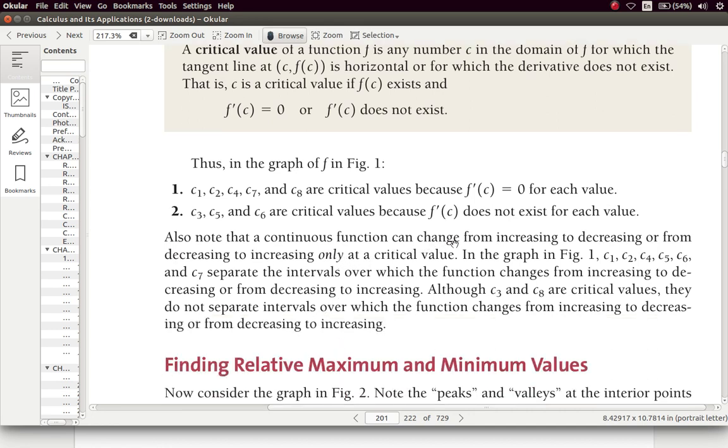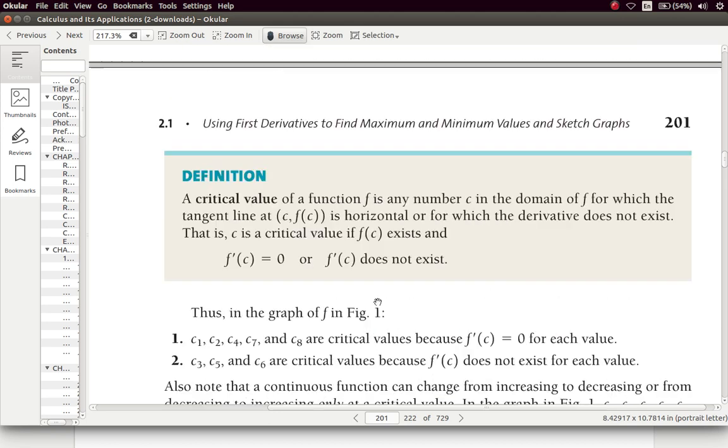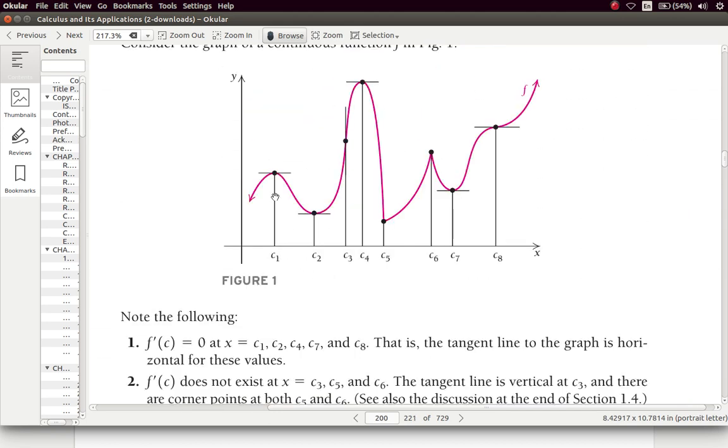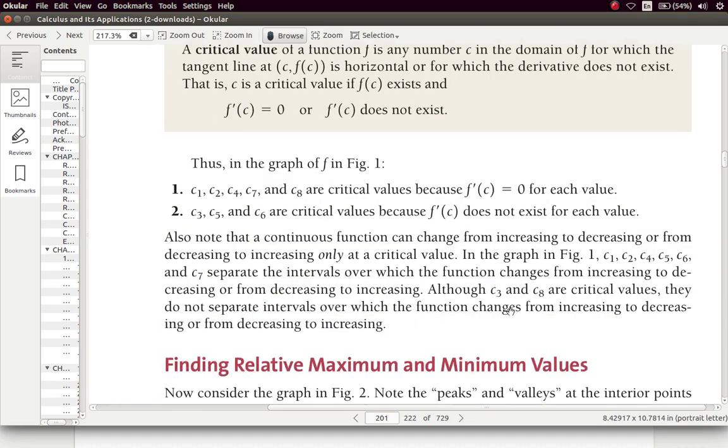Also note that a continuous function can change from increasing to decreasing or from decreasing to increasing only at critical values. So in the graph, c1, 2, 4, 5, 6, and 7 separate the intervals over which a function changes from increasing to decreasing or decreasing to increasing.